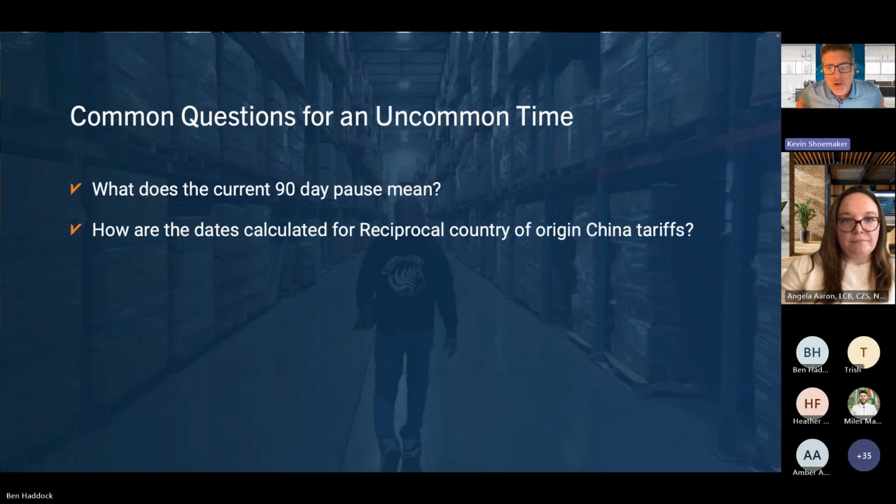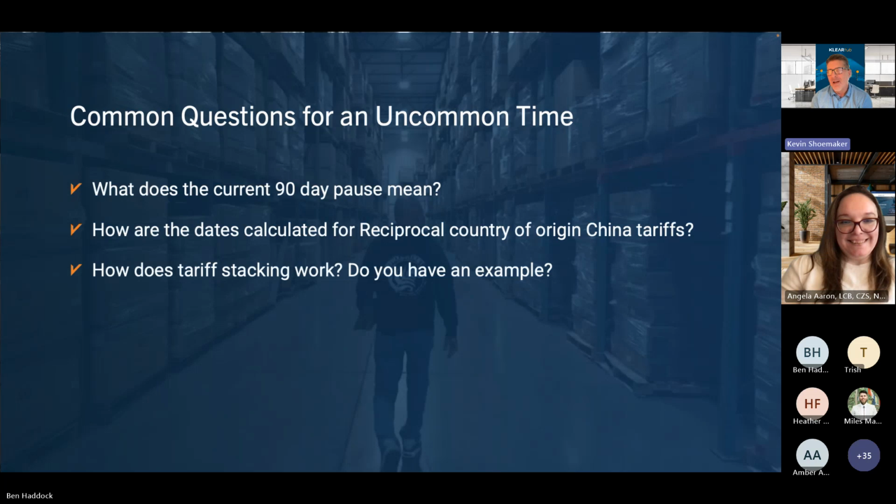You were already 2 questions in, and my head's already starting to spin. So I can only imagine how the audience feels. And we haven't even gotten to the next two, which are just all about complexity. So, which brings me to the third question: how does tariff stacking work? Tariff stacking. That's a big word that you're seeing buzz.